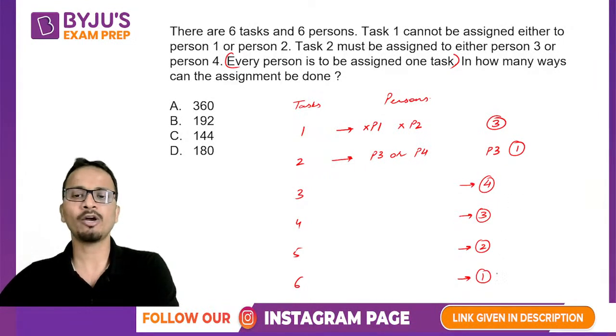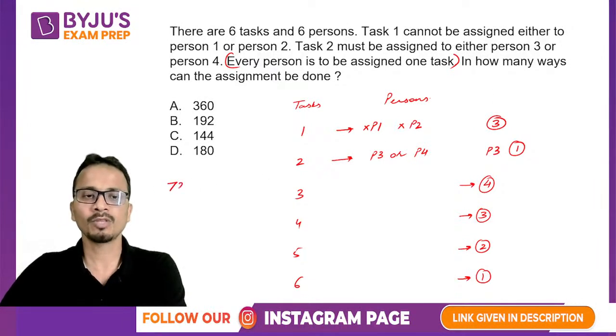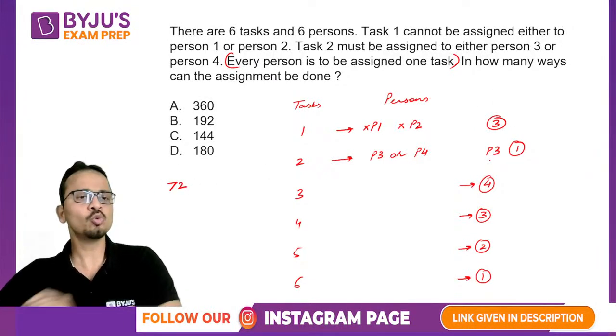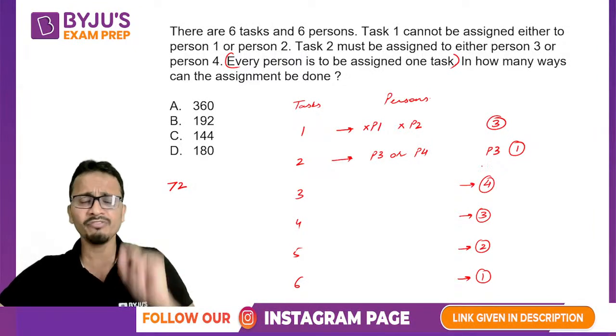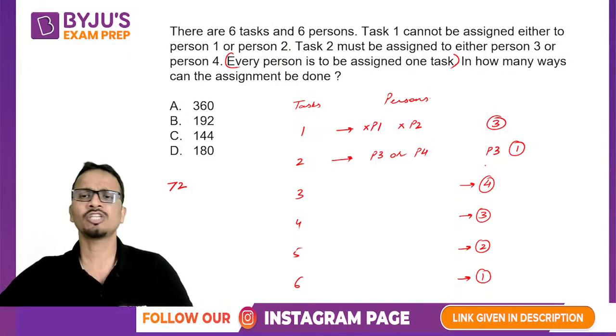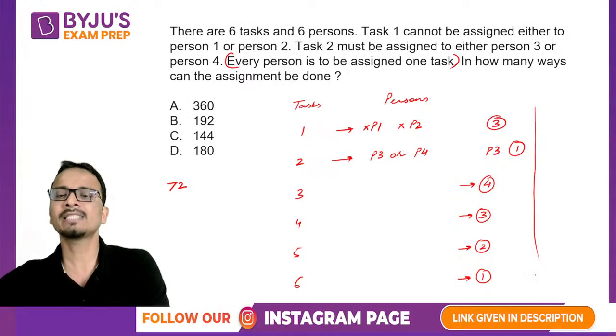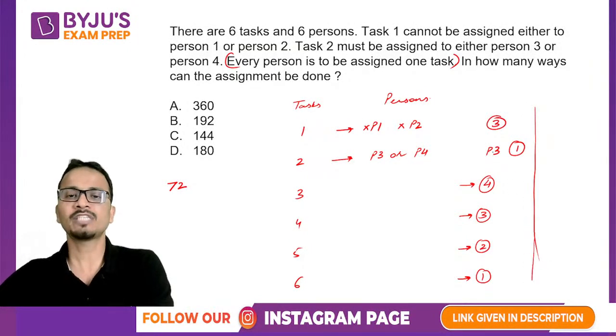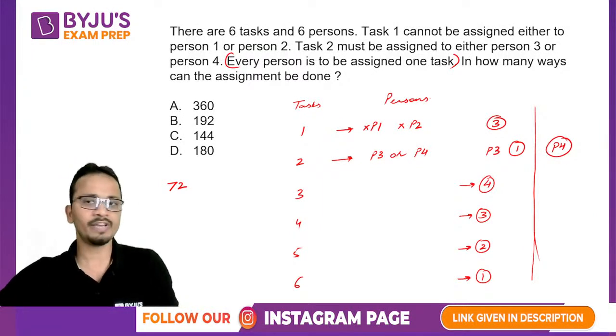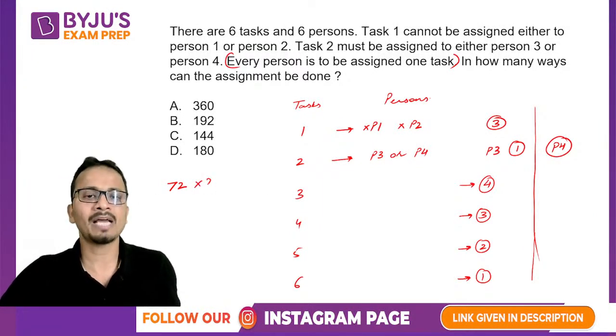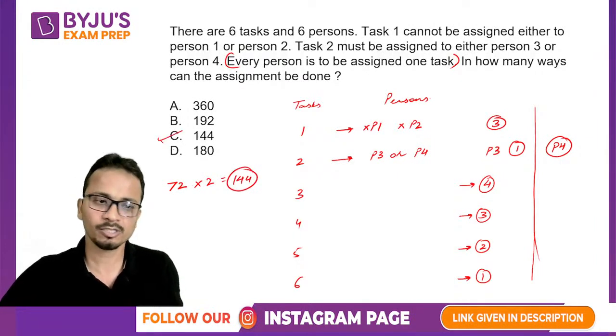So just multiply all these numbers. 3 multiply 1 multiply 4, 3, 2 and 1. So this will give you a value of 72. So if task 2 is given to person 3, we have 72 ways in which the tasks can be assigned. Now in a similar manner, if task 2 is given to P4, we will have the same number of ways. So 72 multiplied by 2, that is 144, will be the final answer to this question.